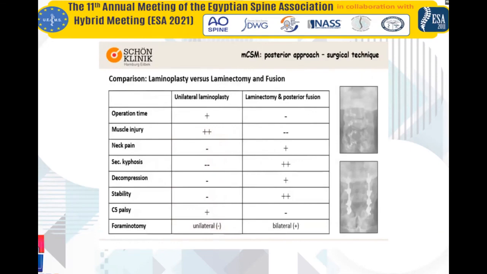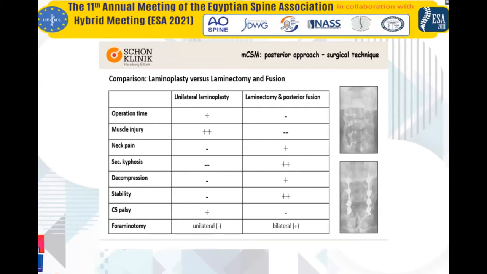When we compare laminoplasty with the conventional technique of laminectomy and fusion, you can see operation time is shorter in our experience with the laminoplasty. You have less muscle injury, but if you have patients with neck pain, they do better with the laminectomy and posterior fusion. You can also develop secondary kyphosis with the laminoplasty, so laminectomy is the favored technique.